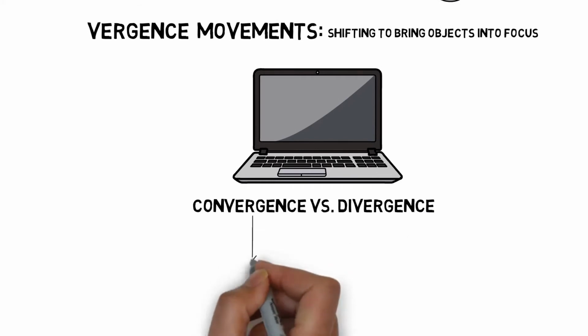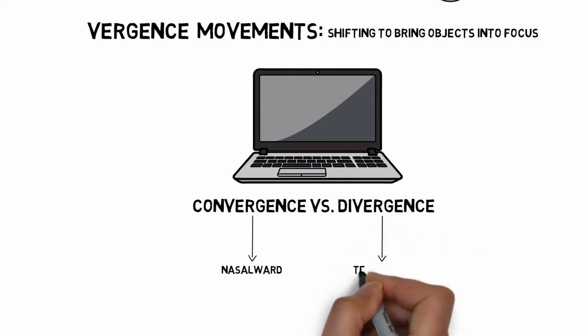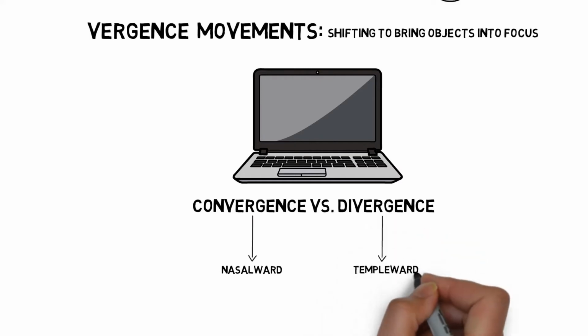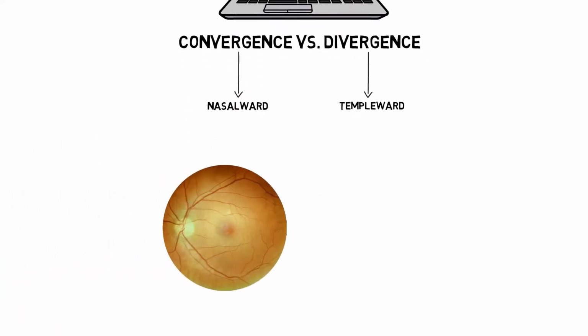Convergence is involved with moving your eyes nasalward. Hold a finger in front of your nose, several inches away from your face, and slowly move your finger toward your nose. As your eyes continue to focus on your finger, you'll feel them shifting toward your nose, bringing them together to maintain focus. This is convergence. Now look back at that blank wall a few feet away, beyond your finger. You'll feel your eyes move templeward, or more straightforward. This is divergence.